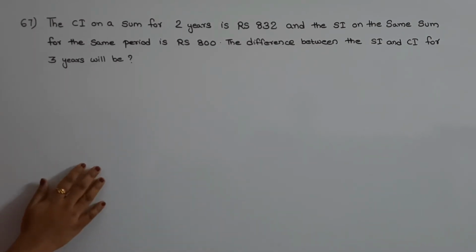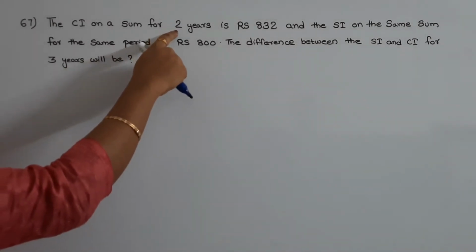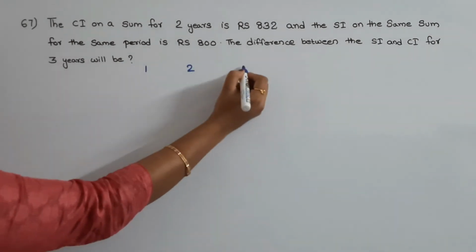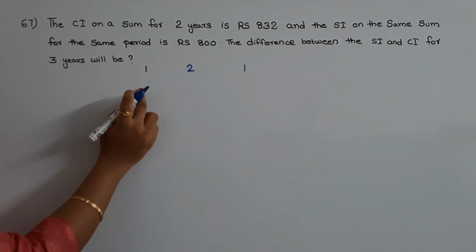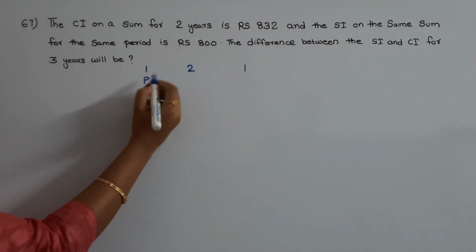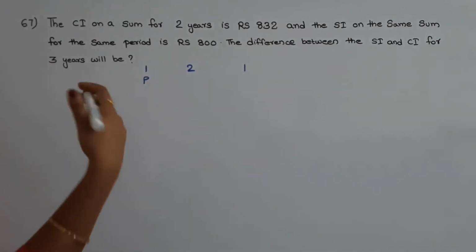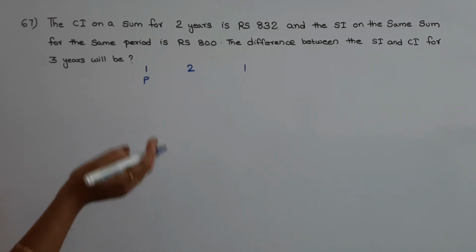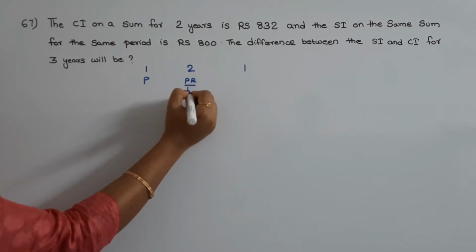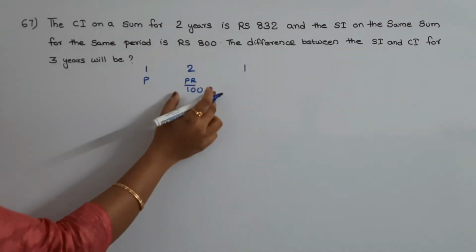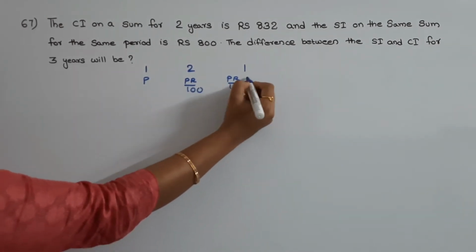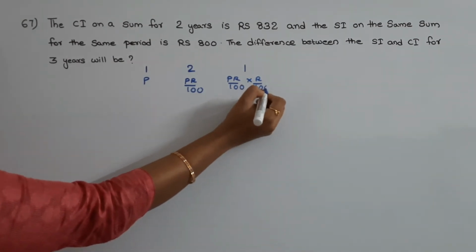Now let us see how to solve this problem. So initially the time period is given as 2 years. So when the time period is 2 years, we need to write 1, 2, 1. So below this one we need to write down the principal. The principal value is not given, so let us assume it as P. So below this 2 we need to write this P into R by 100. Rate is also not given, so let us write the rate as R. So this will be PR by 100. So below this one we need to write this value into R by 100. So that will be equal to PR by 100 into R by 100.